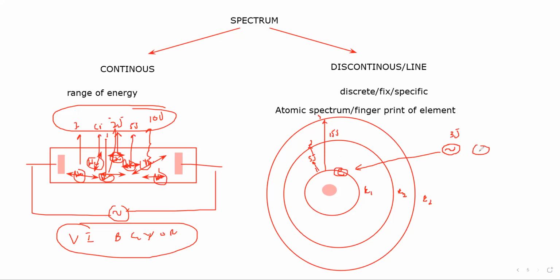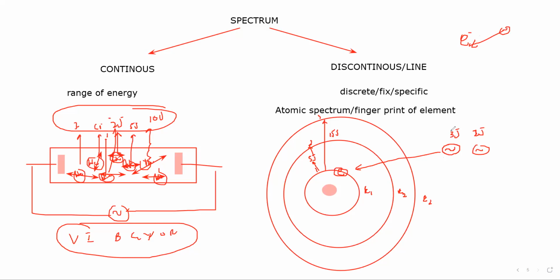Now, for example, if there are two photons, one of energy 3 joules, another one of energy 2 joules, will this electron jump from the first shell to the second? Is there a transition? Again, there will be no transition. Why? Because each electron absorbs one photon at a time. It cannot absorb two photons. So this will not occur.